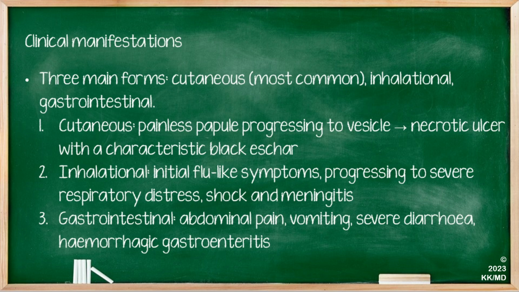Clinical manifestations can take three main forms, which include cutaneous, which is the most common, inhalational, and gastrointestinal. So firstly, the cutaneous form involves a painless papule progressing to a vesicle and subsequently to a necrotic ulcer with a characteristic black eschar. Secondly, the inhalational form comprises an initial flu-like symptomology progressing to severe respiratory distress, shock, and meningitis. And thirdly, the gastrointestinal form involves abdominal pain, vomiting, severe diarrhea, and hemorrhagic gastroenteritis.